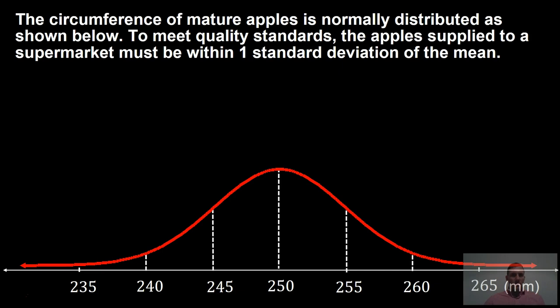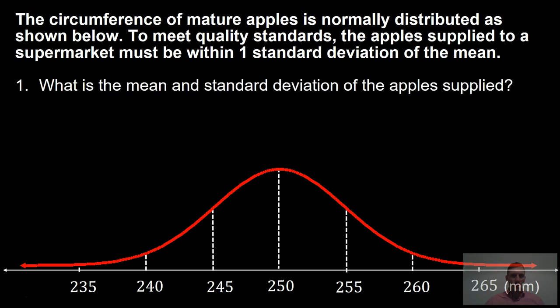The circumference of mature apples is normally distributed as shown below. To meet the quality standards, the apples supplied to a supermarket must be within 1 standard deviation of the mean. What is the mean and standard deviation of the apples here? So we know the mean is always in the middle. It's going to be 250 millimeters. Standard deviation, we need to calculate that. So 1 standard deviation from the mean is 255. Take away the mean, 250. So the standard deviation is going to be 5. So we get the mean, or x bar, is 250 millimeters. Standard deviation is 5 millimeters.